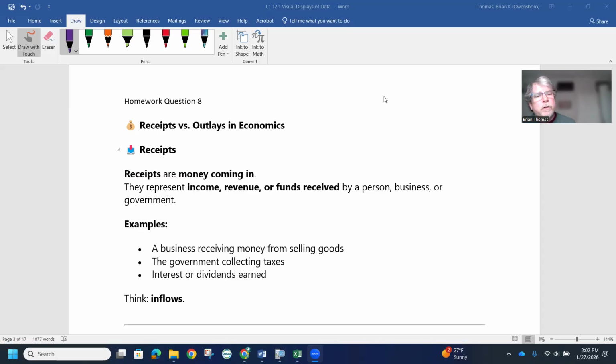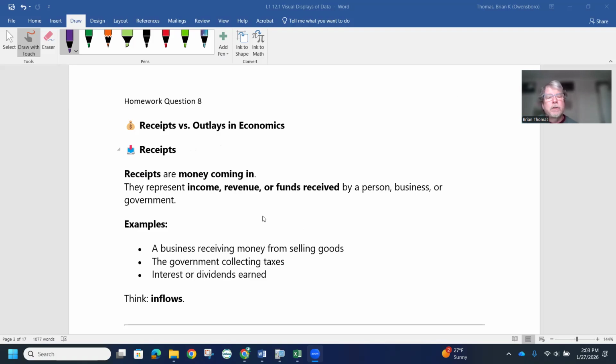So as we continue to move into visual displays, we're going to continue with the frequency polygon involving question number eight this time. As we mentioned again, receipts versus outlays in economics. Receipts again are money coming in. That represents income, revenue, or funds received by a person, business, or government.